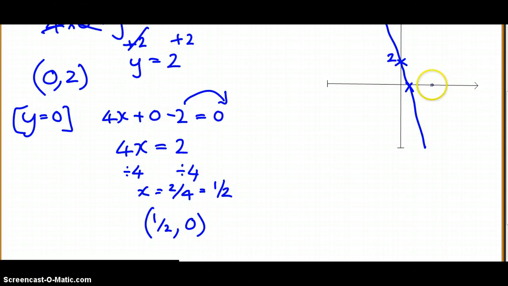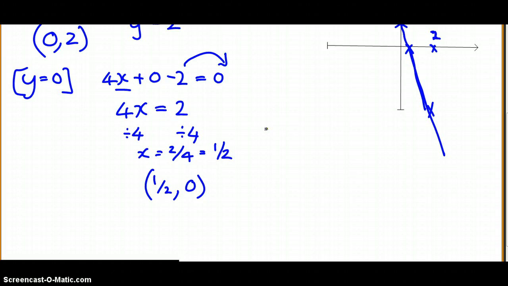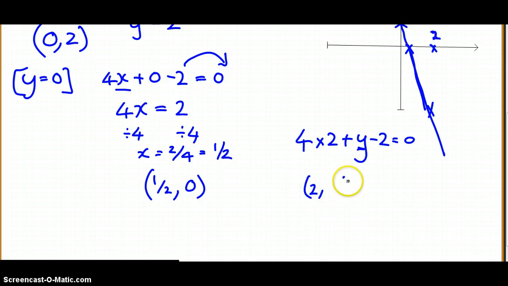So what I'd possibly do for this one is plot another x value to help me get this line straight. Okay, so if I just chose x equal to 2, put x equal to 2 in the equation, I should find the corresponding y value. Let's do that quick. When x is 2, like 4 lots of 2, plus the y, minus 2 must give me 0. I should be able to find out what y is for when x is 2. So I'd have 2, comma, and I'm trying to find what the y is. I'm hoping it's going to be negative something.